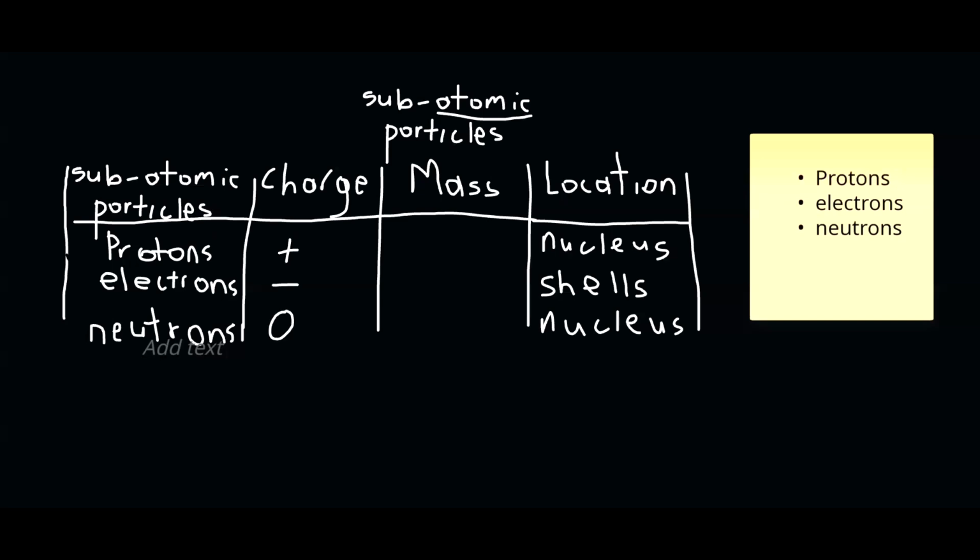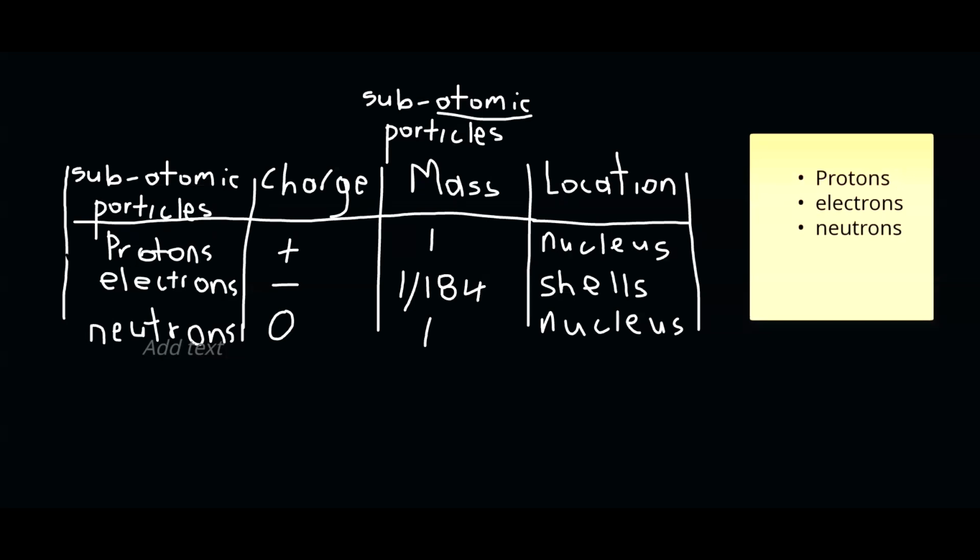And when it comes down to the mass, for protons the mass is 1. Neutron, mass is also 1. However, when it comes down to the electron, they are very light, and this would be their mass: 1 over 1,840, right? So if we're supposed to do that division, they are very, very light.